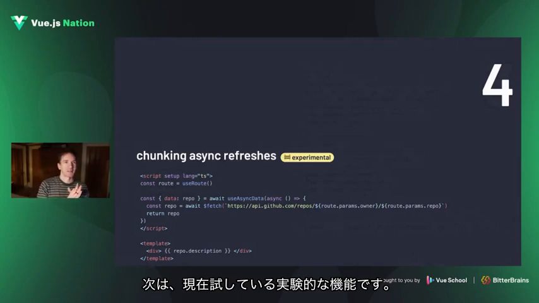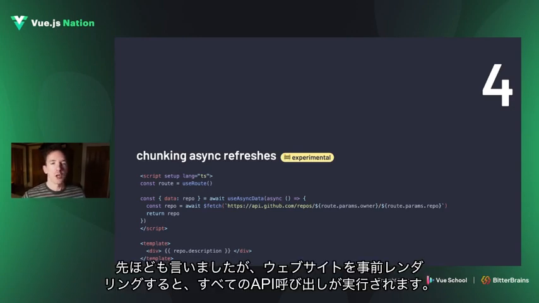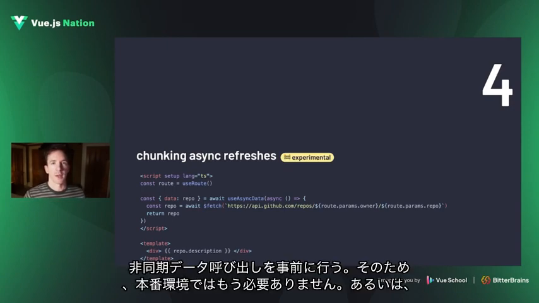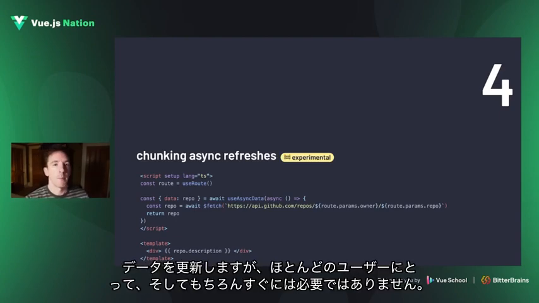Next one. This is an experimental feature that we're currently playing around with, but I hope to be able to bring it into use. So this is about chunking async refreshes. I mentioned that when you pre-render a website, it runs all those API calls, async data calls, in advance. So it's not actually needed in production anymore. Or it might be used if you need to manually refresh it, like you have a preview API or you have some other logic that refreshes the data. But for most users, and definitely out of the box, it's not required.